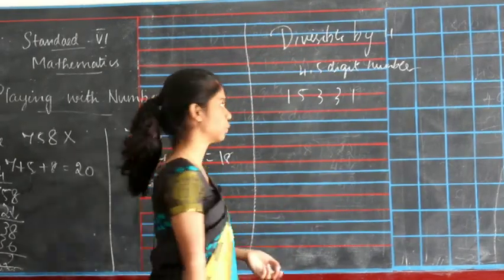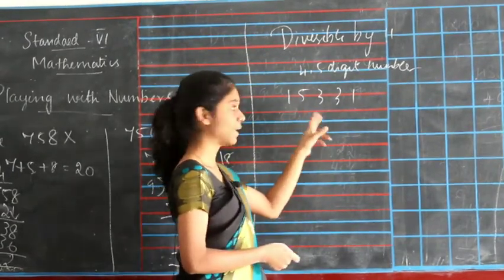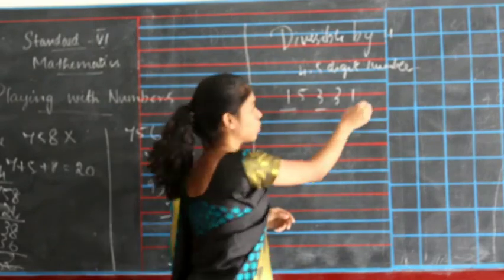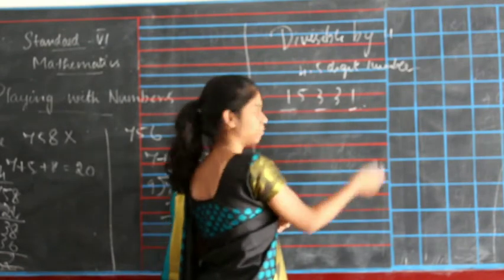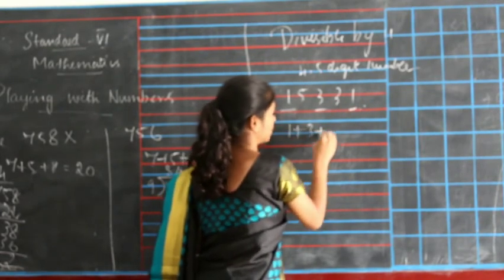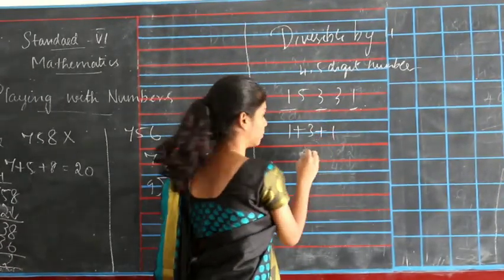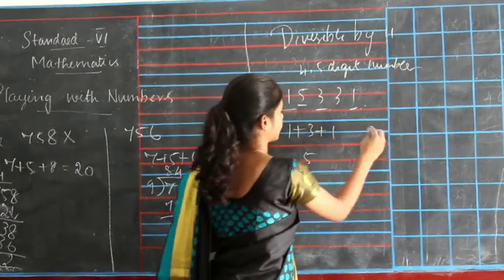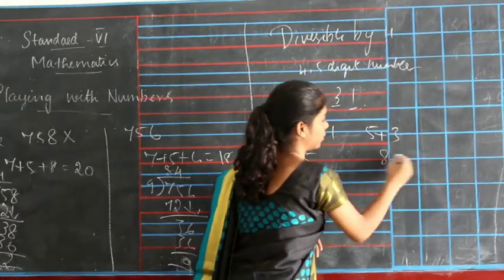So what you have to do is, in this number, see what are the odd value places. So 1, 3, 5, right? These are the odd places. First, add these odd place numbers. 1 plus 3 plus 1. This will give you 1 plus 3 is 4, 4 plus 1 will be 5. And even number places, 5 and 3 are there. 5 plus 3 will give you 8.